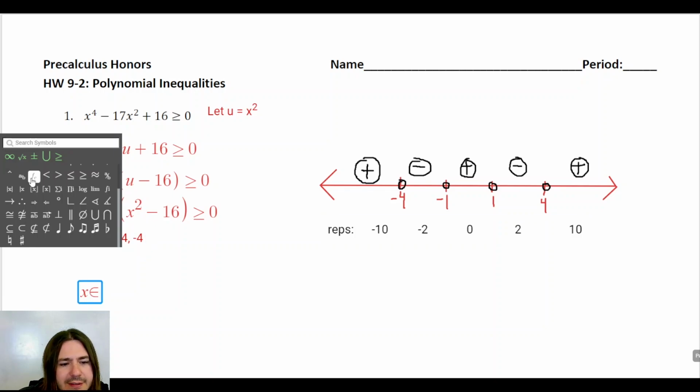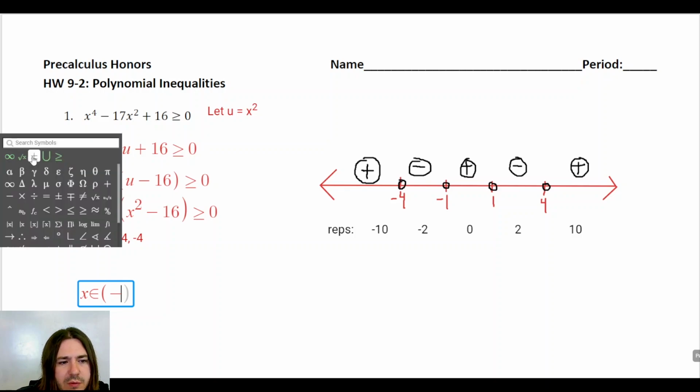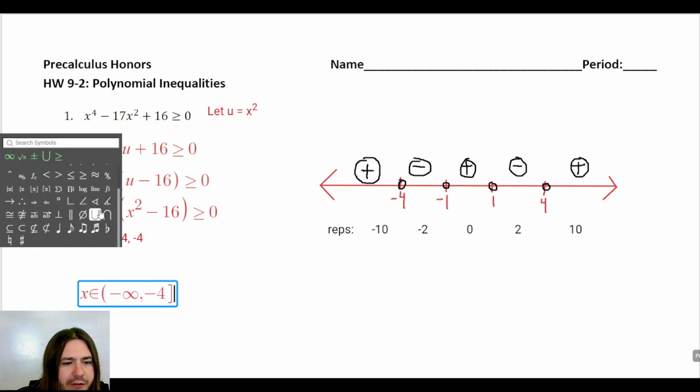So anyway, x is an element of, and now we're going to list all the sets where the function is greater than or equal to 0. So that's going to be between negative infinity and negative 4. And because it does say equals to, I'm going to include negative 4 in my set. So to indicate that, I'm going to put a bracket. And then I have union, because there's multiple sets here that I need to join together.